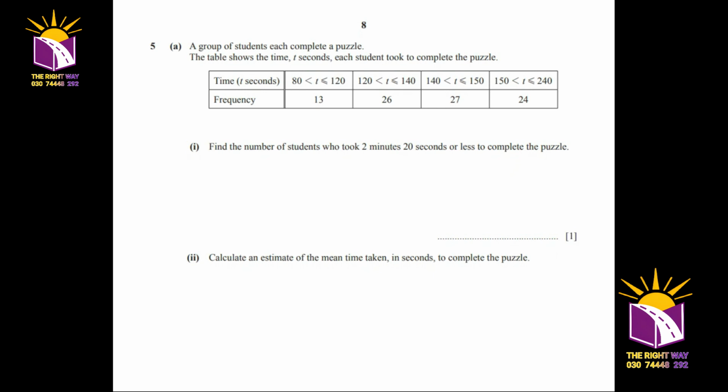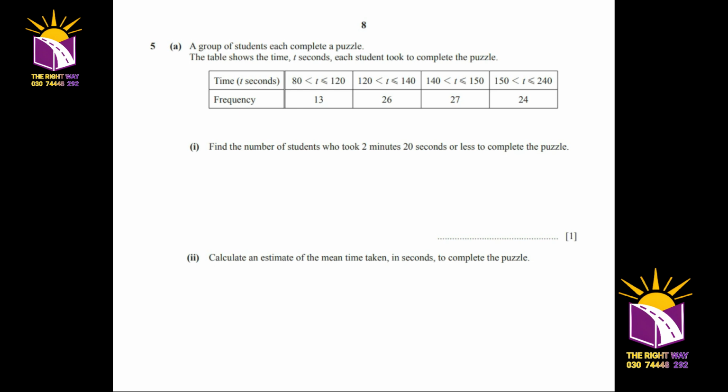Question number 5. A group of students each complete a puzzle. The table shows the time t seconds each student took to complete the puzzle. Within 80 to 120 seconds, 13 students completed, 120 to 140, 26, 140 to 150, 27, and 150 to 240, 24. Find the number of students who took 2 minutes 20 seconds or less to complete the puzzle.